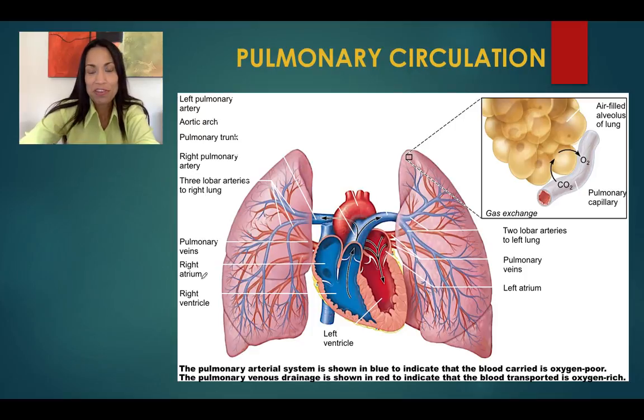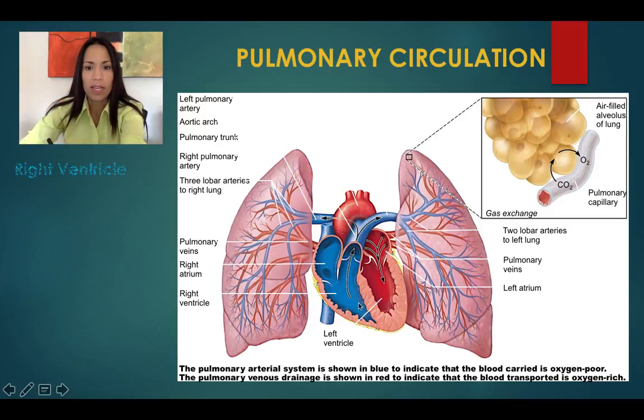I don't think there's anything new in this video for you, but let's describe, just in case, the blood vessels of the pulmonary circulation. So where does the pulmonary circulation begin? Right here in your right ventricle.